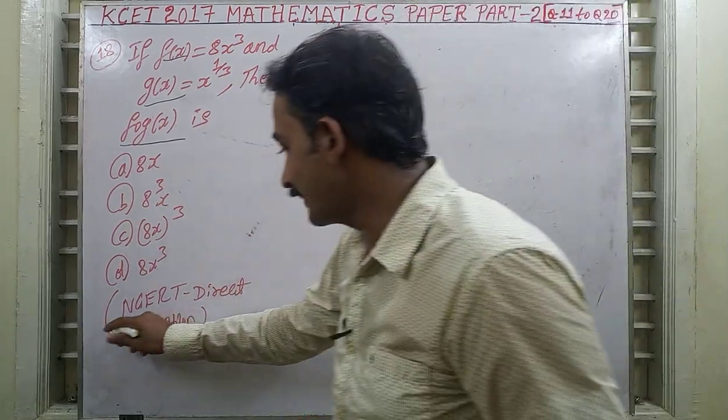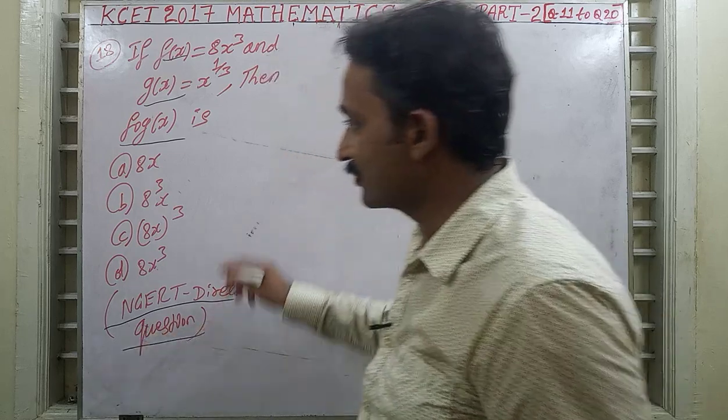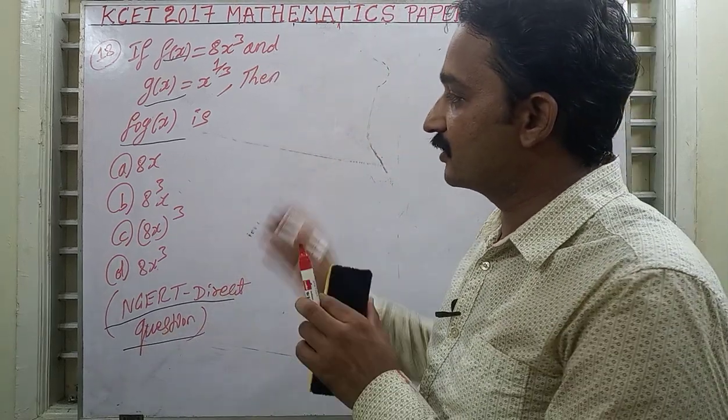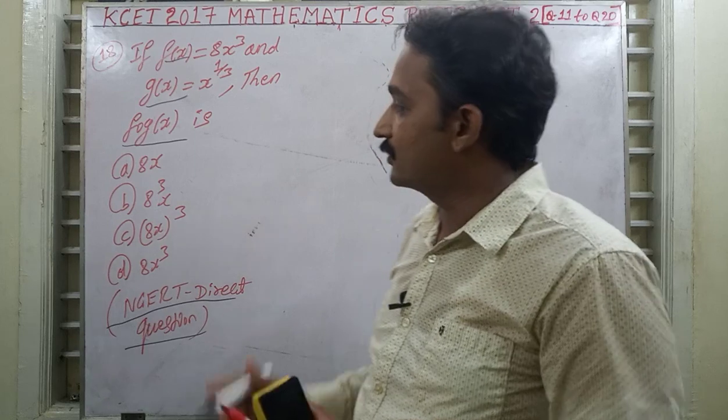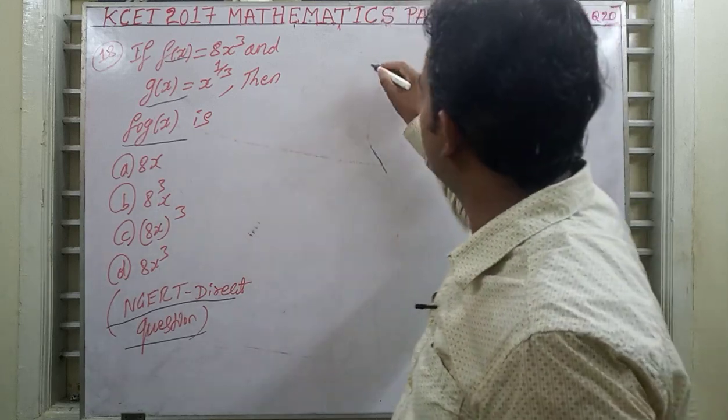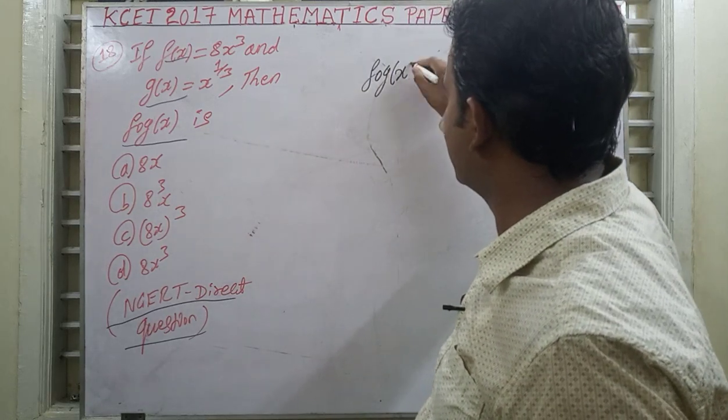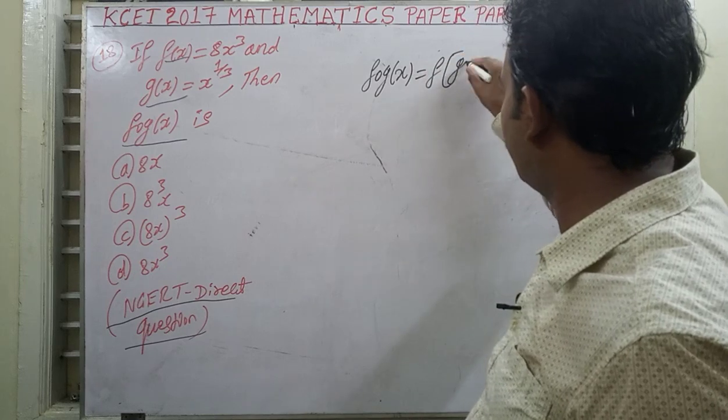This question carries 2 marks in theory, but here in this case 1 mark. So this is an NCERT direct question. All the students can attend this question easily because they have already solved it in the NCERT textbook. So let us take first f composition of g of x. In this case f of g of x.